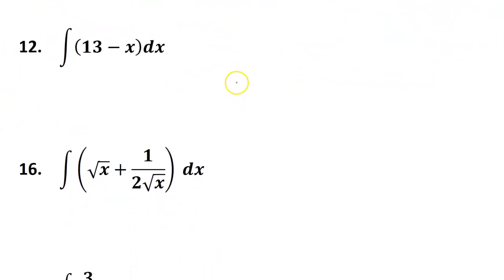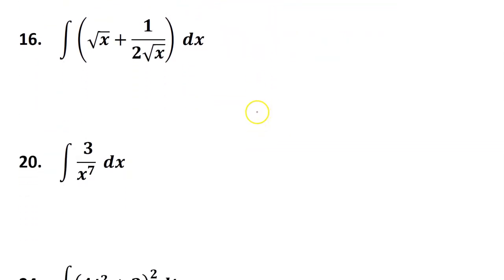All right, how about problem number 12? Well, we have learned that when you have a sum or a difference like this, you can integrate each term separately. So the integral of 13 is going to be 13x. And then the integral of negative x, well, we're doing that power rule. So we add 1 power to this x, which makes this x squared. And then we divide by the new power, which makes it a 1/2 in the front. And then we put our constant of integration. So this is the answer, and you can just leave it just like this.